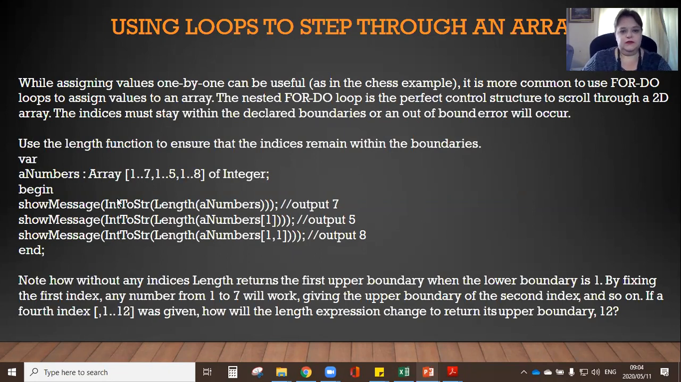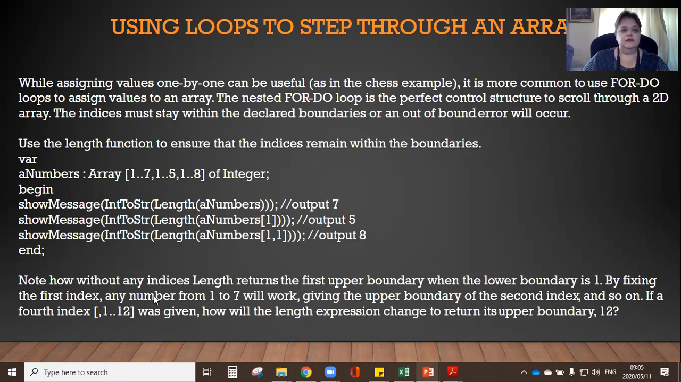Then what this one is going to do is find the length of A numbers, but just A numbers. So it will give you the first part, the 7. So output will be 7. If I look at A numbers assigned index 1, my output is going to be 5. We're going to look at this more clearly just now. And if I look at finding the length of array numbers 1, starting at position 1, I will have 8.